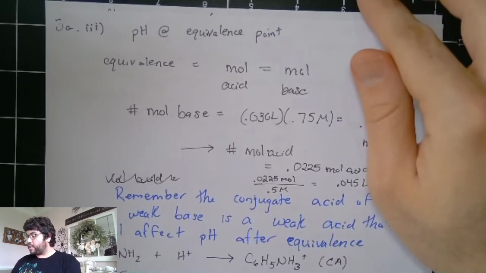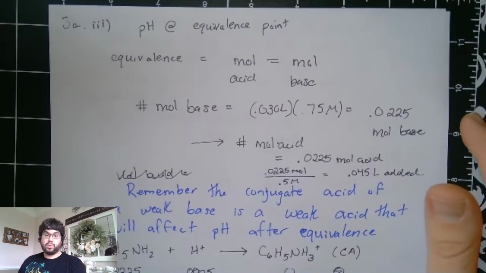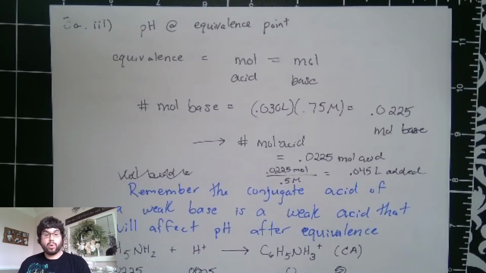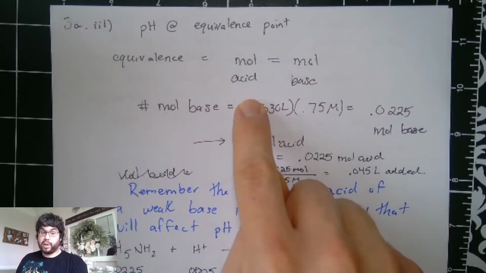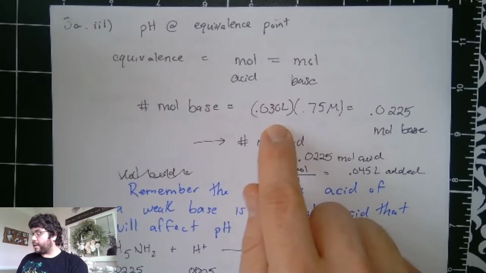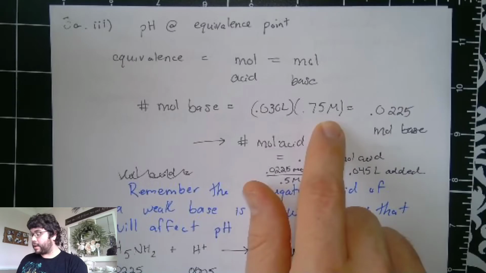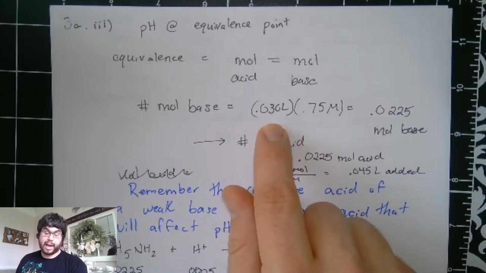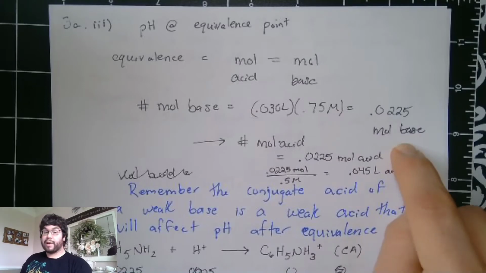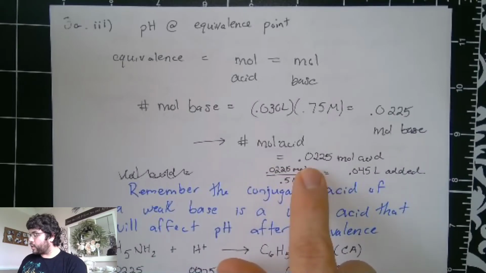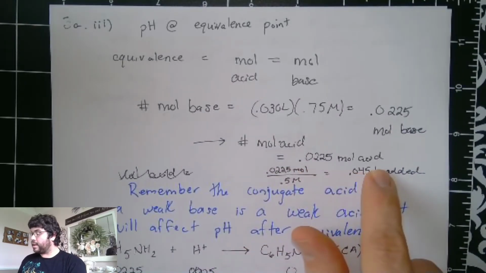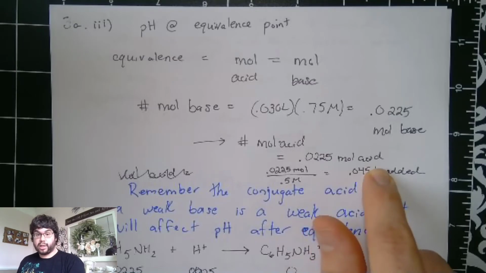So to find the pH at the equivalence point, we're going to need to figure out how many moles of acid actually reacted with the base. Now, remember that the equivalence point is when the number of moles of acid equals the number of moles of base. We can figure out how many moles of base there are by multiplying the concentration of the base, aniline, by 0.03 liters, which is the volume that we have. So there are 0.0225 moles of aniline in the solution. Therefore, we're going to add 0.0225 moles of acid in order to reach the equivalence point.